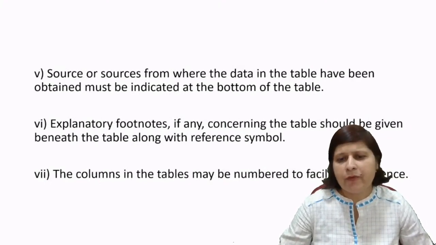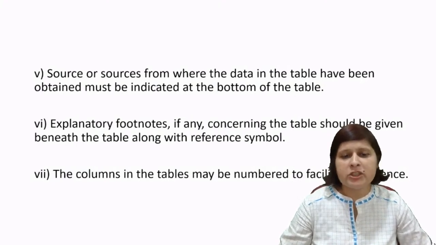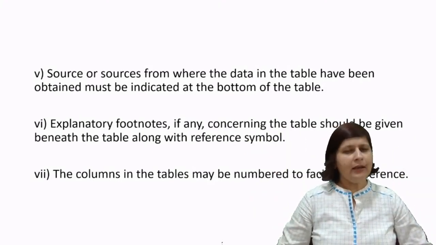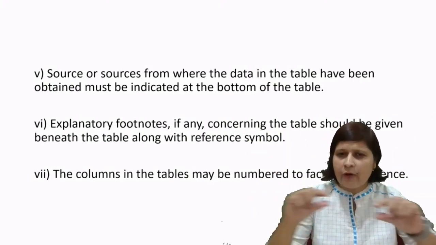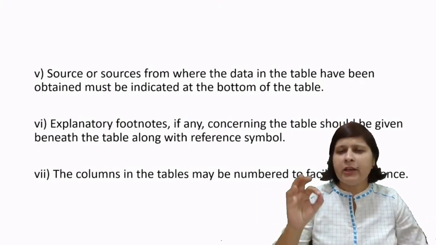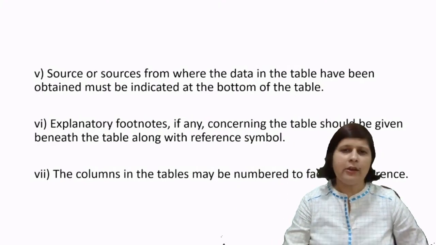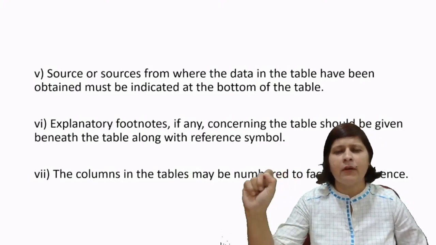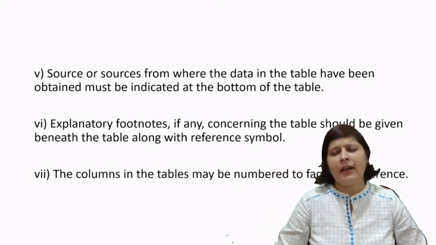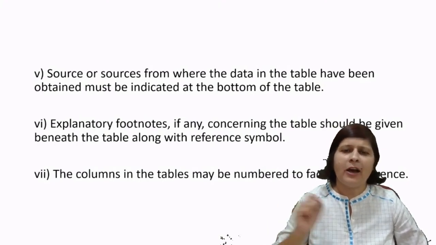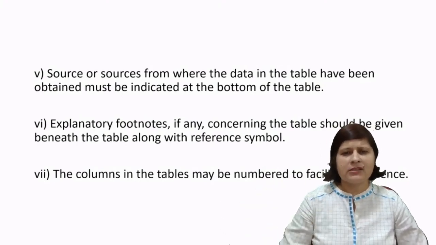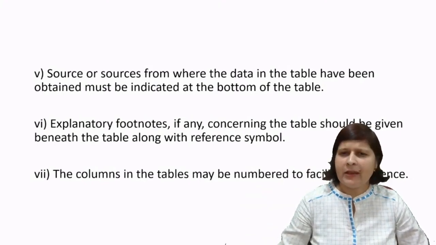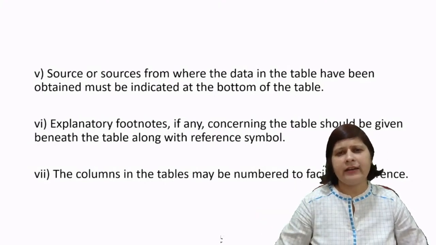The source from where the data in the table have been obtained must be indicated at the bottom of the table. The title of the table should be at the top of the table, and the sources from where you have taken that data must be written at the bottom of the table. If you have created that table yourself, then the source is the researcher, or if you have taken any data, say from the RBI site, then mention the site. Or if you have taken the data from any journal, then mention the name of the journal.